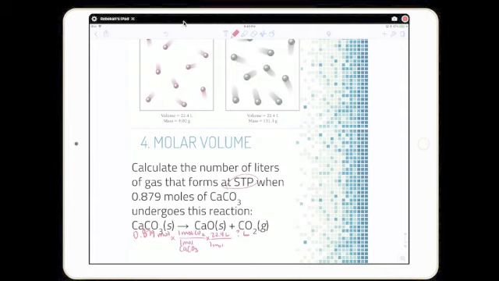If they didn't give me STP, if they gave me a bunch of other information, I'd have to use the ideal gas law. You have to get moles and then use the ideal gas law. 0.879 times 22.4 would be equal to 19.7 liters of CO2 for this question.